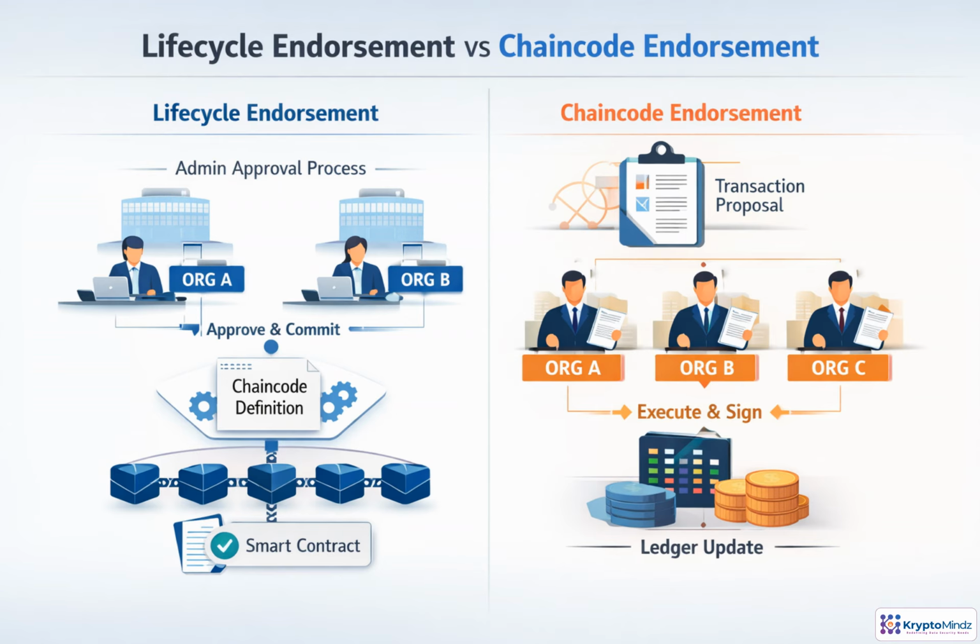These are 2 different checkpoints. Lifecycle endorsement happens before the smart contract is used. It defines which organizations must approve a chaincode definition, so one member cannot quietly change the version, sequence, or policy. Chaincode endorsement happens later, when applications submit transaction proposals. It determines which peers must execute and sign before a ledger update can be valid. Governance first, transaction trust at runtime.